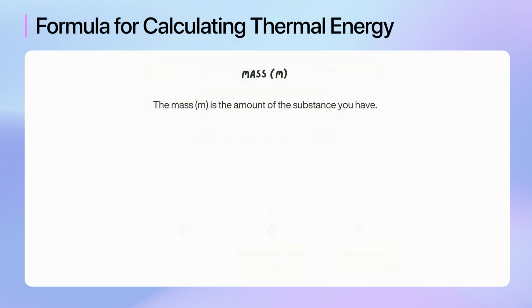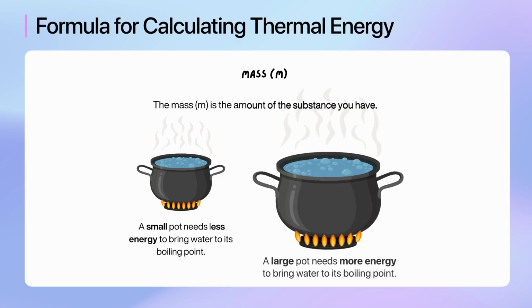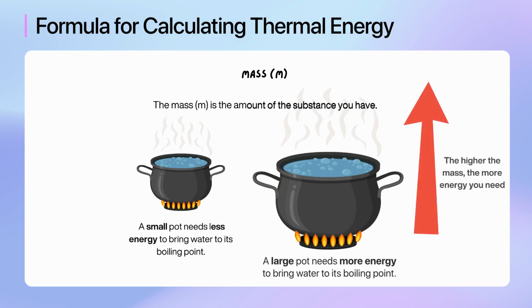The mass is simply the amount of the substance you have. For instance, if you have a small pot with a little water, you'll need less energy to bring it to its boiling point compared to a large pot with more water. Hence, the higher the mass, the more energy you need.